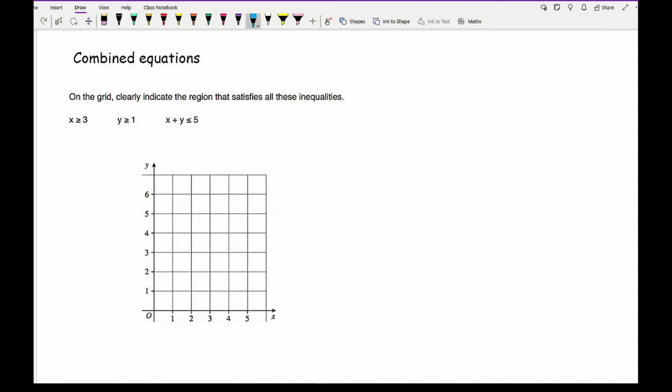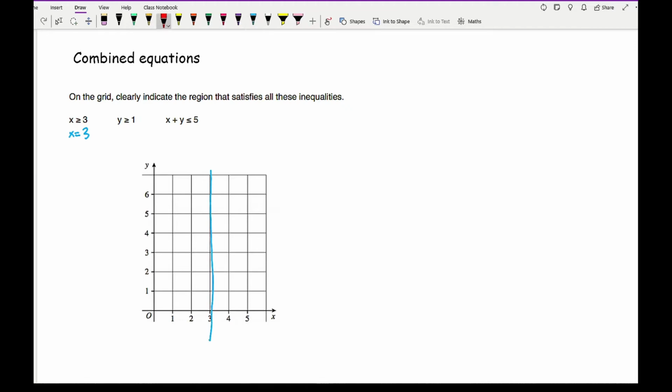So for example, with this first one, I need to plot x equals 3. Now, x equals 3 is a vertical line through the number 3, and I then just need to decide, is it going to be a solid line or a dashed line? In this case, it's going to be a solid line. So all I'm going to do is draw a solid line through x equals 3. And again, I should be using a ruler.